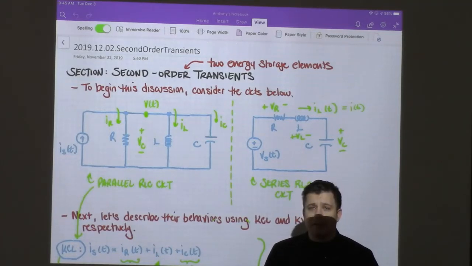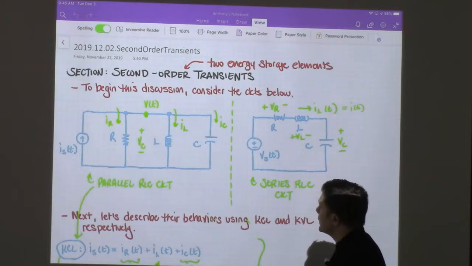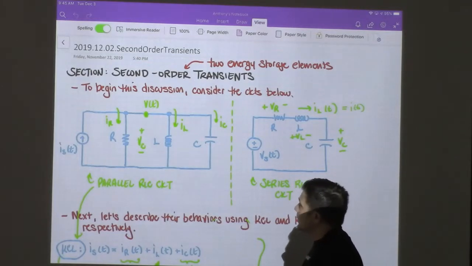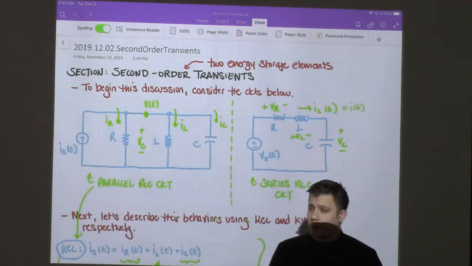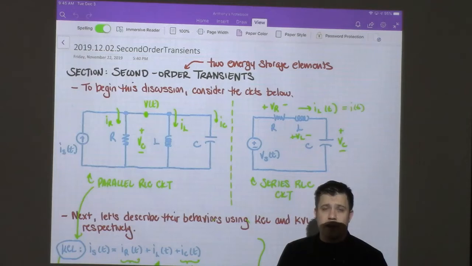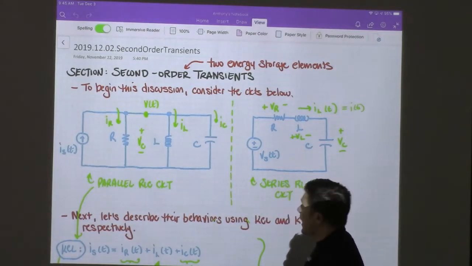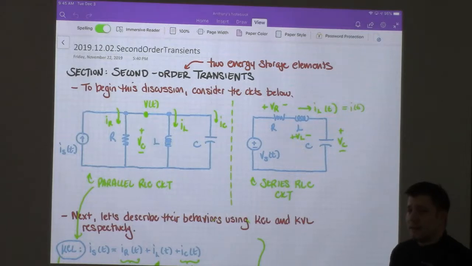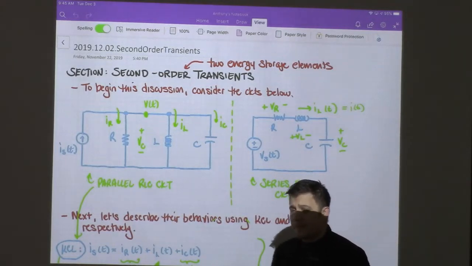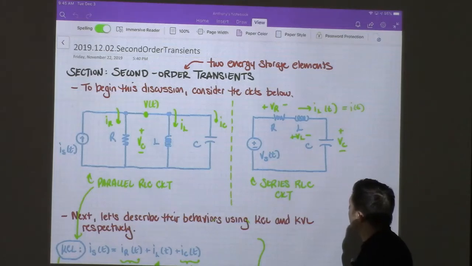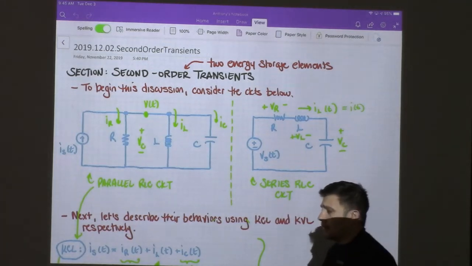The next step is talking about more complex circuits that have more than one energy storage element. When we have circuits that look like these, R, L, and C, the system will be represented as a second order differential equation. So these are called second order transient circuits, or this will be a second order transient analysis. These two circuits here: we have a parallel RLC circuit that's sourced by a current source, and then a series RLC circuit that's sourced by a voltage source.